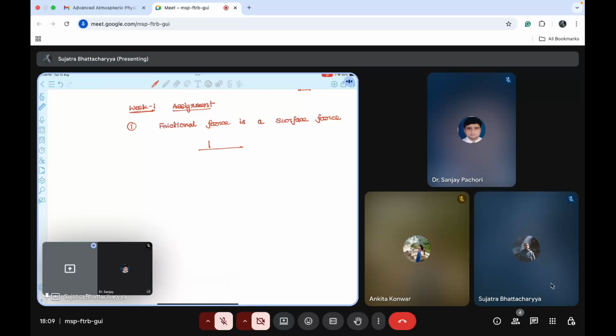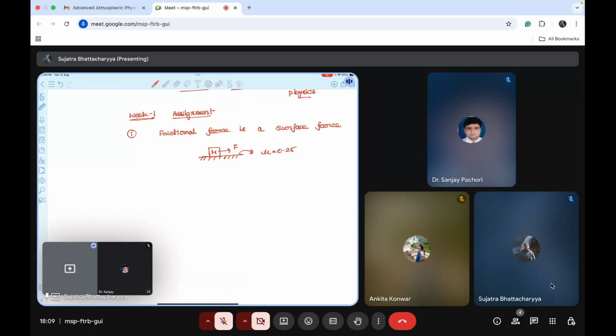Simply because this is a block having mass m. I have given a force, suppose F, and based on the coefficient of friction, mu is equal to something like 0.25, there will be a force applied here. This is the frictional force. So frictional force is a surface force. At the surface of the body, it is acting.